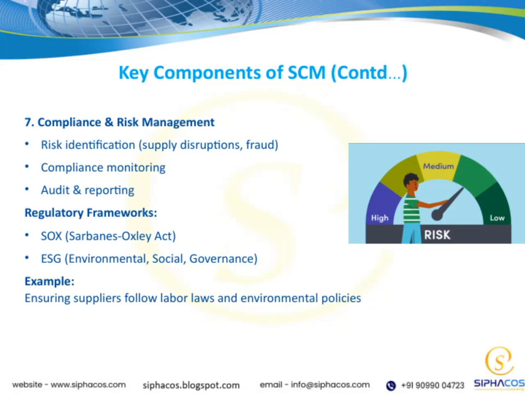Now, let's talk about compliance and risk management, which are crucial for a robust supply chain. First, we need to identify potential risks, such as supply disruptions or even fraud, so we can proactively address them before they become bigger issues. Monitoring compliance is also key, making sure that everyone in the supply chain follows the necessary rules and standards. This includes regular audits and reporting to keep everything transparent and accountable.